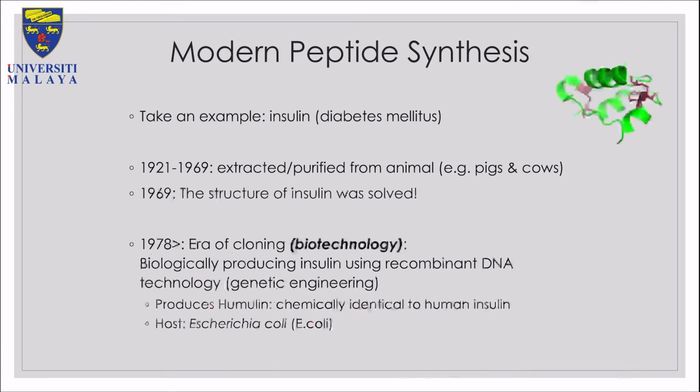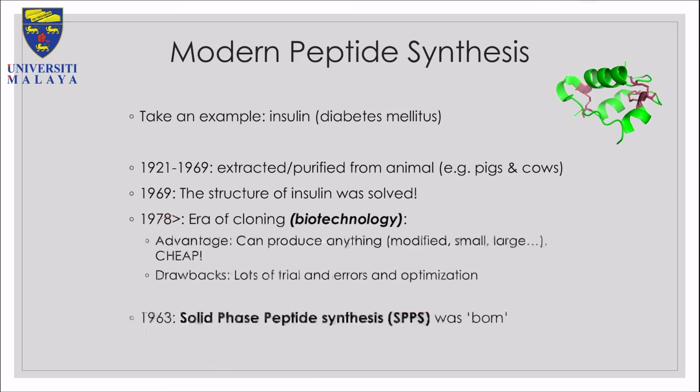However, in 1978, the era of cloning began. So with cloning, you know the DNA of insulin and the host that you can use, and therefore you can produce insulin biologically using recombinant DNA technology. An example is Humulin. Humulin is chemically identical to human insulin, but it was produced by means of biotechnology. So peptide chemistry lags behind because of the discovery of this technology.